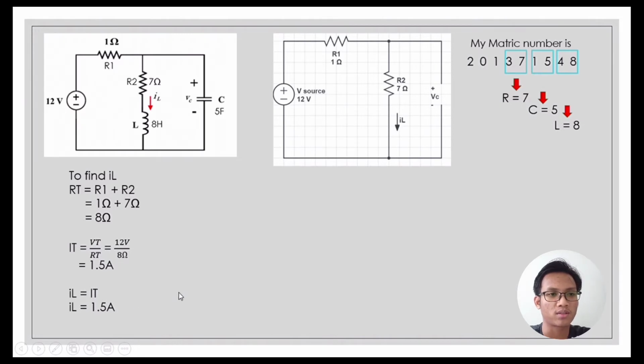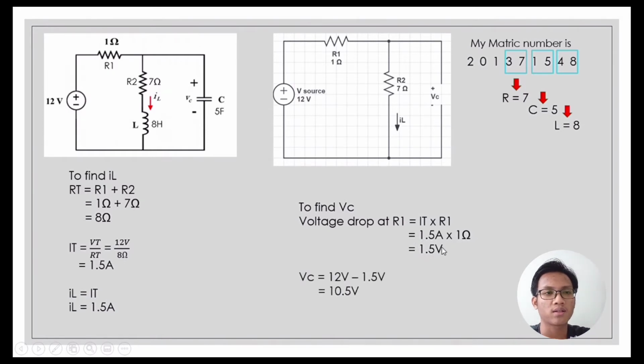Next, to find VC, we need to find the voltage drop at R1. Formula for voltage is I times R. 1.5 ampere times 1 ohms. The answer is 1.5 volt. Then we can simply minus the V source minus voltage drop here. Then we get the voltage for VC. 12 volt minus 1.5 volt. The equal is 10.5 volt.